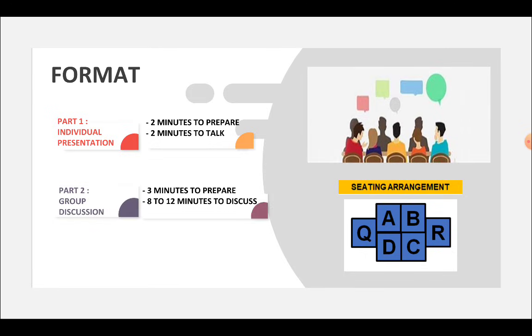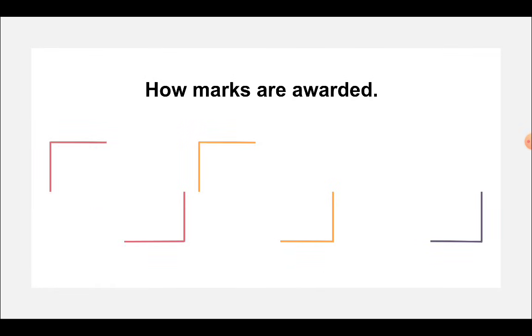For part 2, you are given 3 minutes to prepare your points. There are 5 points given. So brainstorm the given points, or you can even come up with your own points. Utilize the 3 minutes given and prepare a thorough elaboration.